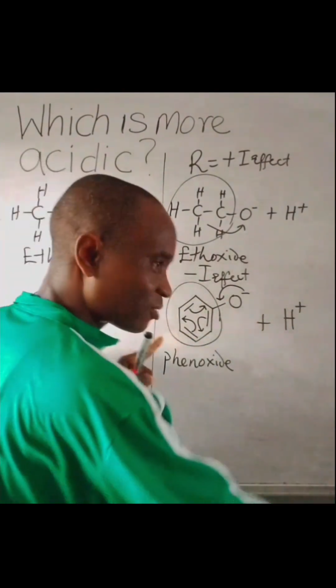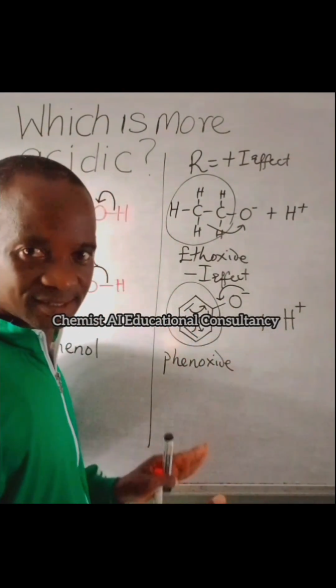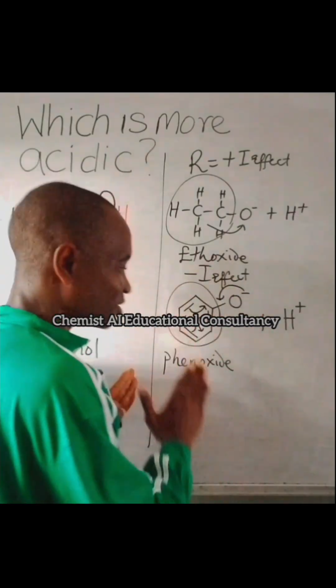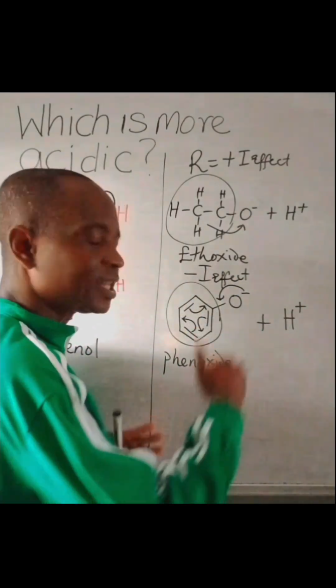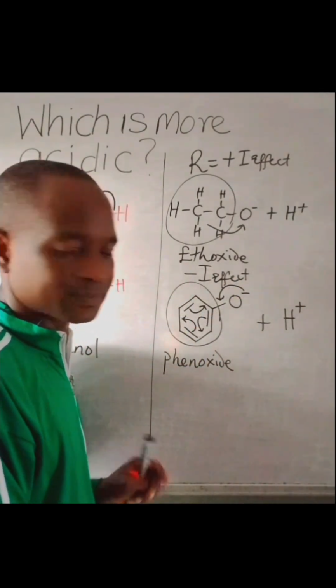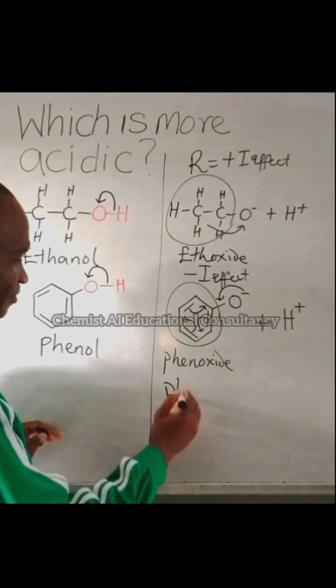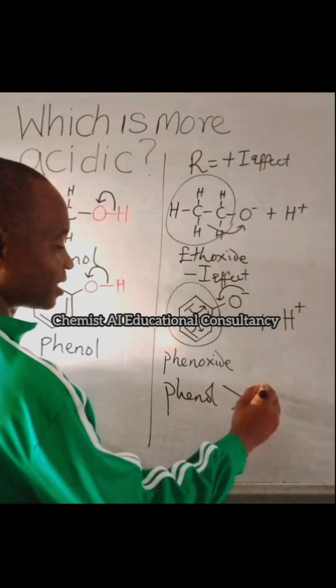And this loss of hydrogen is what is called acidity. And because of the stabilization of the phenoxide ring, the hydrogen has been lost for good. And that is why phenol is more acidic than ethanol.